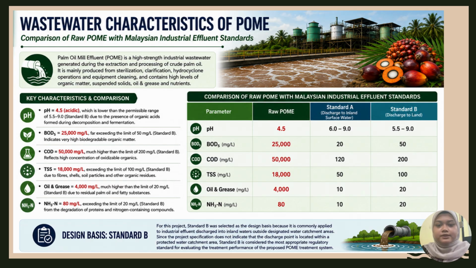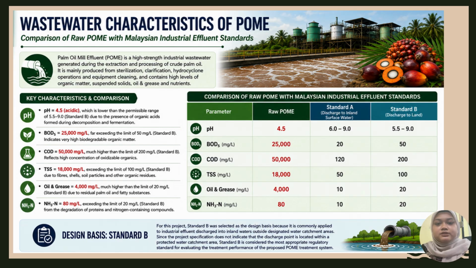My name is Aisha Nabila binti Norisham. Today I will present the wastewater characteristics of palm oil mill effluent, or POME, and compare the raw wastewater quality with the Malaysia Industrial Effluent Standard. POME is a high-strength agro-industrial wastewater generated from palm oil milling processes such as sterilization, clarification and hydrocyclone operations. As shown in the table, the raw POME contains extremely high pollutant concentrations, including a BOD of 25,000, COD 50,000, TSS of 18,000, oil and grease of 4,000, and ammonia nitrogen of 80 mg per liter.